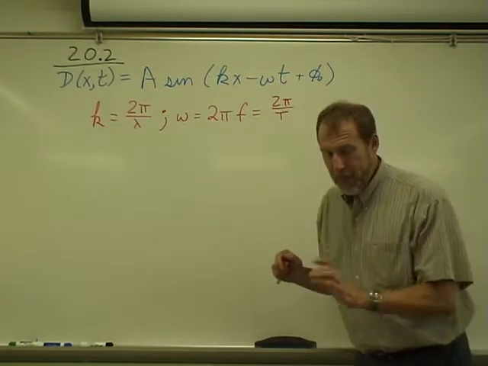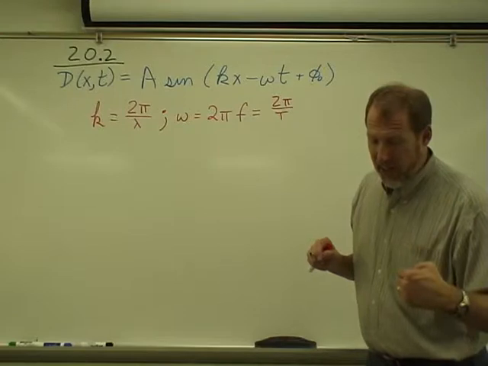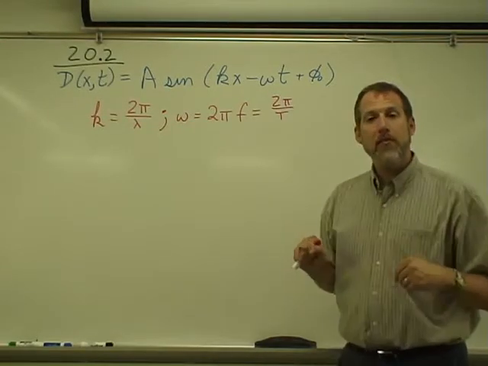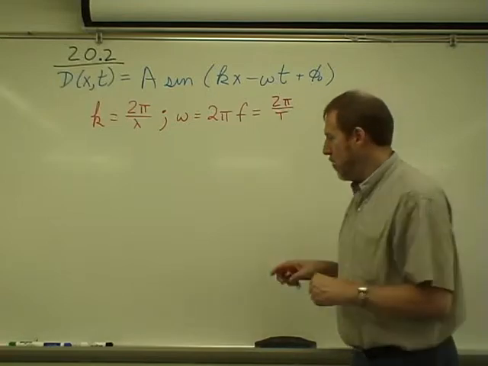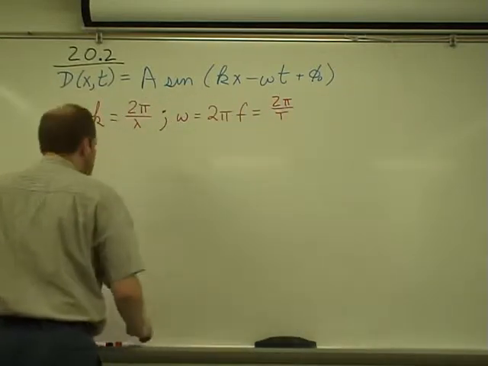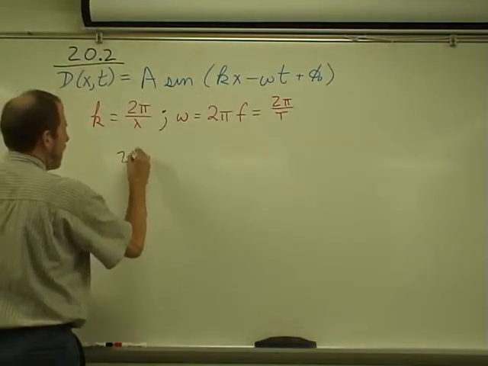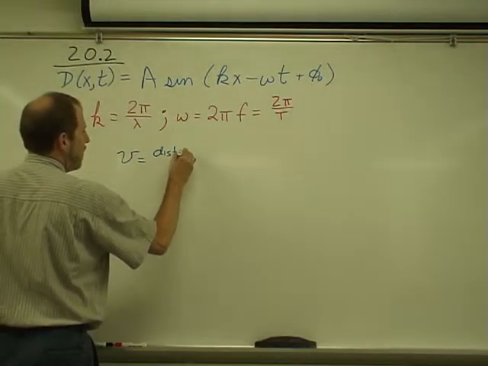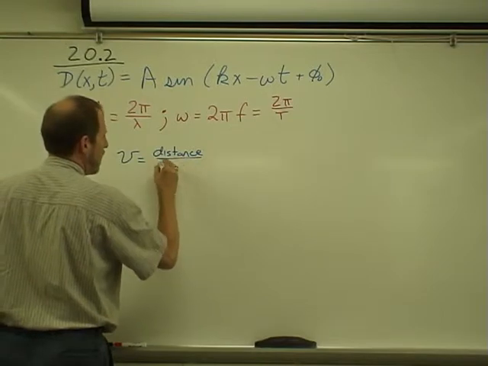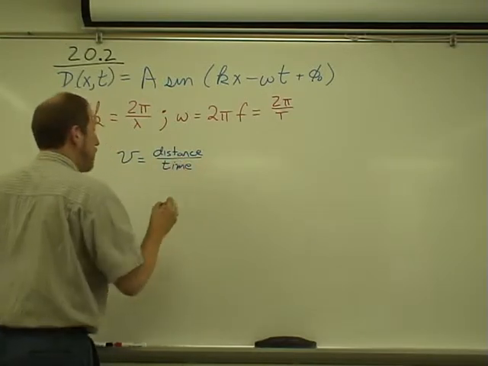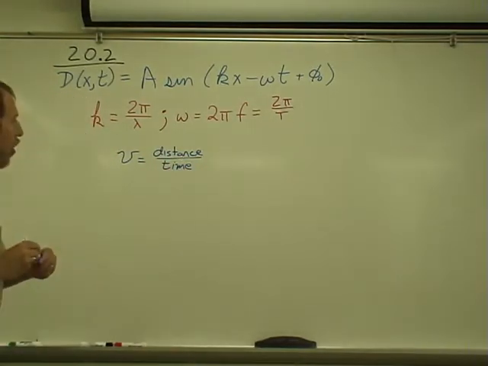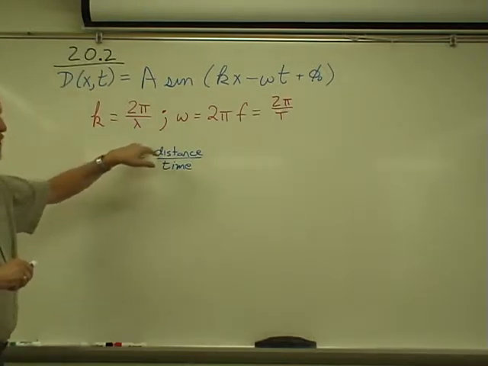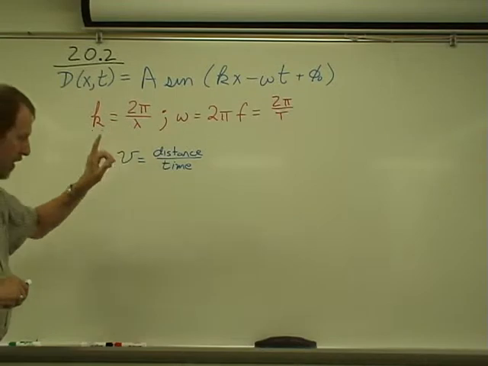Now, what I want to look at here is how to connect this to how the wave is moving. Well, velocity is defined as the distance covered, well, the displacement covered, I should say, over the time covered. If I look at this as just v for speed, that's the distance traveled over the time.